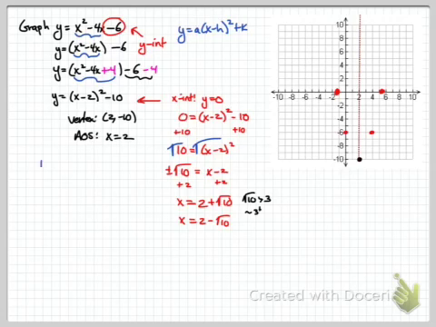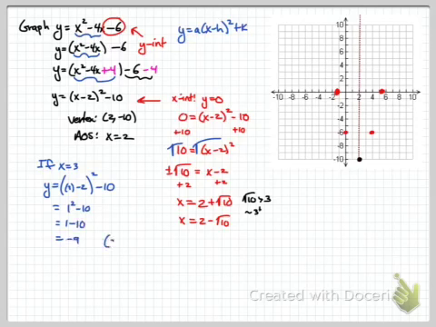So if x were 3, then y would be 3 minus 2 quantity squared minus 10. So that's 1 squared minus 10, 1 minus 10. Got a little ahead of myself there. Which is negative 9. So we've got the ordered pair 3 comma negative 9. I just want to be real thorough here. There it is. We can use the axis of symmetry to get this other point, and we are ready to go ahead and graph. Here she is.